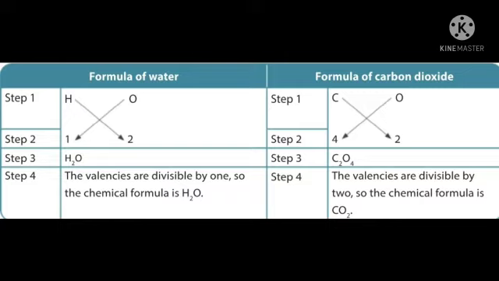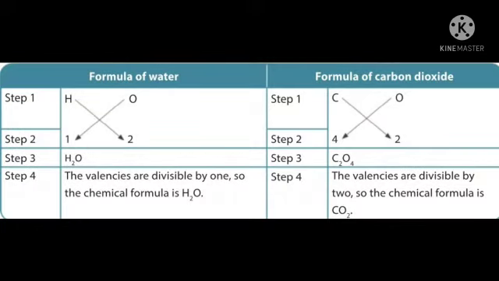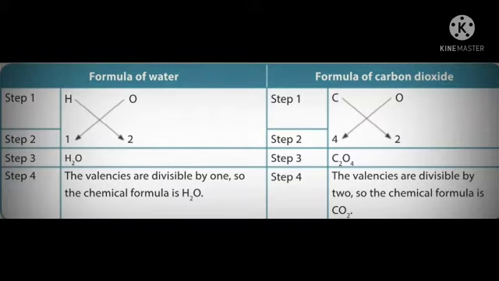So we can divide that by 2. Here 1 times 2 is 2, and 2 times 2 is 4. So C1O2. If there is 1, we don't need to write the 1. So CO2, carbon dioxide.